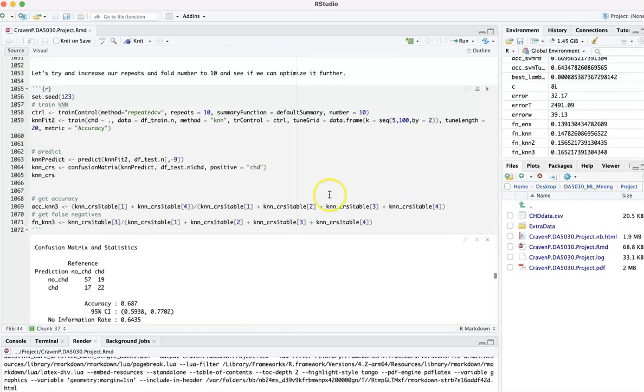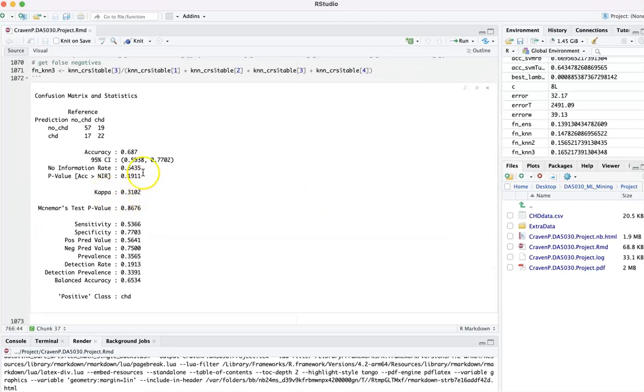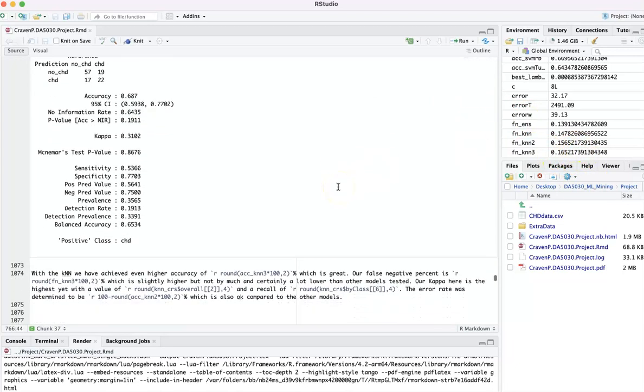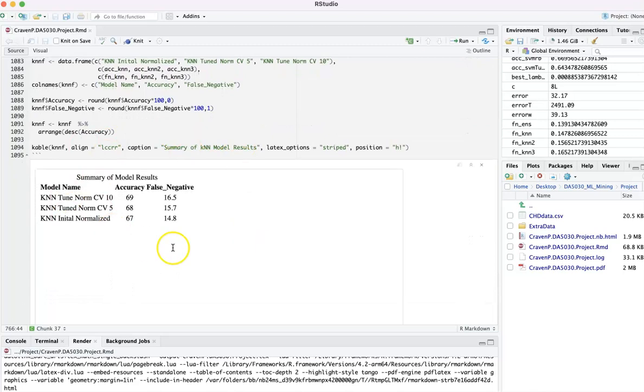I'm just going to run it really quick. And as you can see here, our kappa does increase a little bit and our accuracy increases a little bit, but so also does our false negative. Our false negative is around 16.5%, but that's okay. It's still a lot lower than any of the other models that we had tested. So just looking at the summary here, really all of the KNN performed a lot better than the previous 3 models, and all of the false negative rates were much lower.